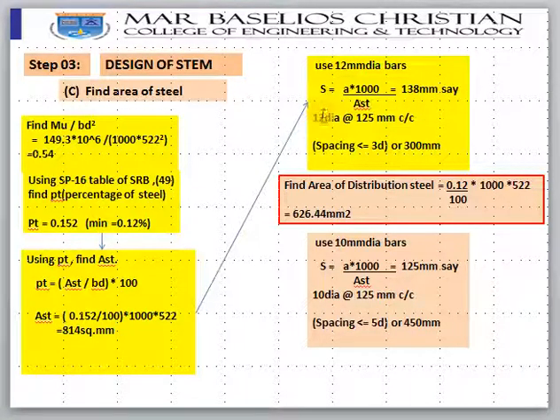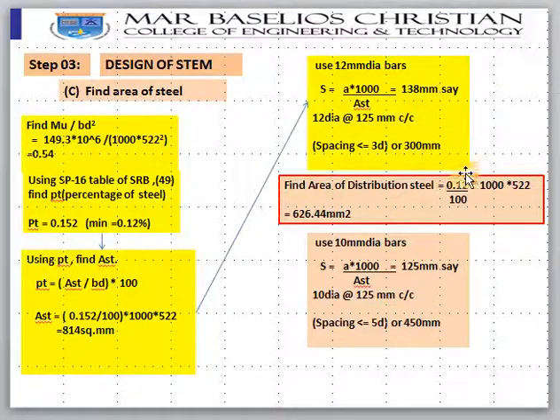So let us provide 12 dia at 125 mm center to center, and the spacing should not be more than 3D or 300 mm. We are safe in this case, because our D is 522. 522 into 3 means 1566 mm or 300 mm, whichever is less, which is 300 mm, so we are on the safer side.